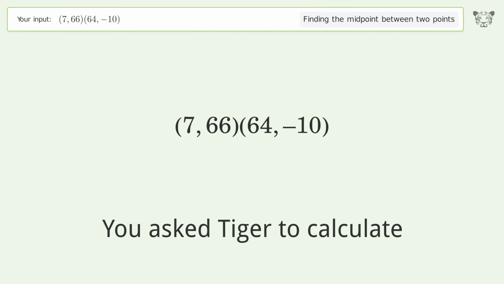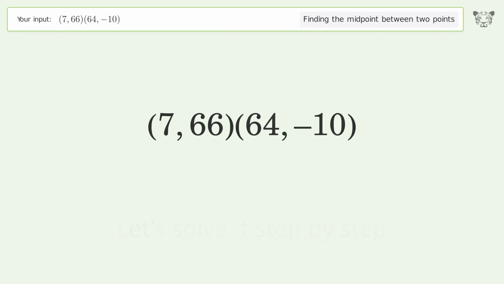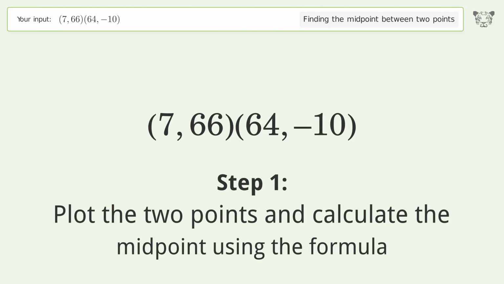You ask Tiger to calculate. This deals with finding the midpoint between 2 points. The midpoint between the 2 points is 35.528. Let's solve it step by step. Plot the 2 points and calculate the midpoint using the formula.